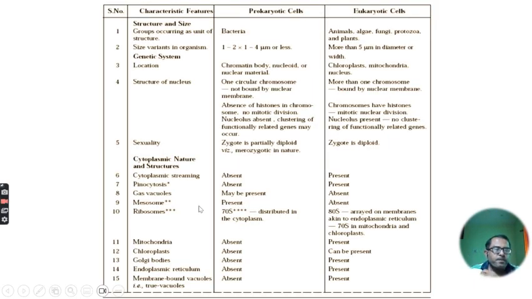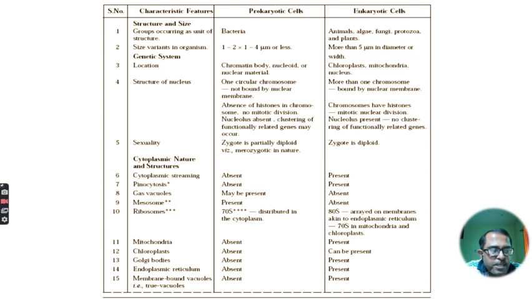differentiating characters between the prokaryote cells and the eukaryote cells. These prokaryote cells include bacteria, while the eukaryotic cells include animals, algae, fungi, protozoa and plants. Now you also see here there is a variation in size of these prokaryotic cells and the eukaryotic cells.